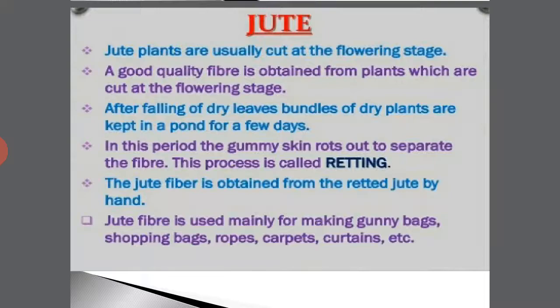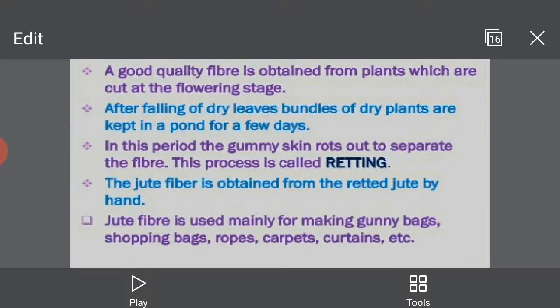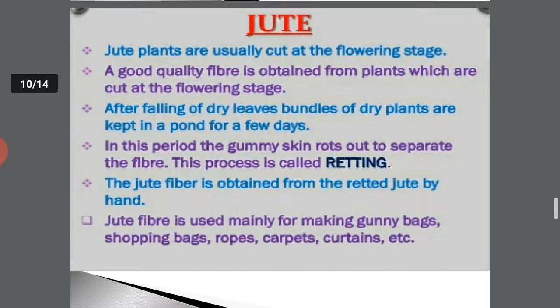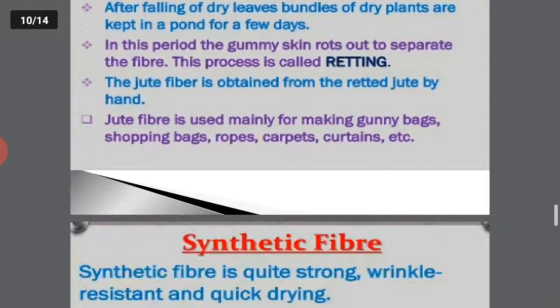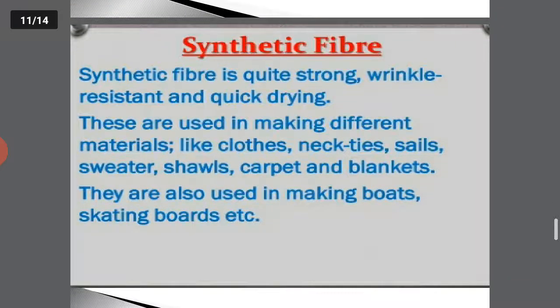In these days, jute fibers are more used because of the harmful effects of plastics. Jute and cotton fibers are traditionally used for shopping bags, ropes, carpets, curtains and others. Synthetic fiber is quite strong, wrinkle resistant and quick drying. These are used in making different materials like cloth, neckties, sails, sweaters, shawls, carpets and blankets. They are also used in making boats, skating boards also.